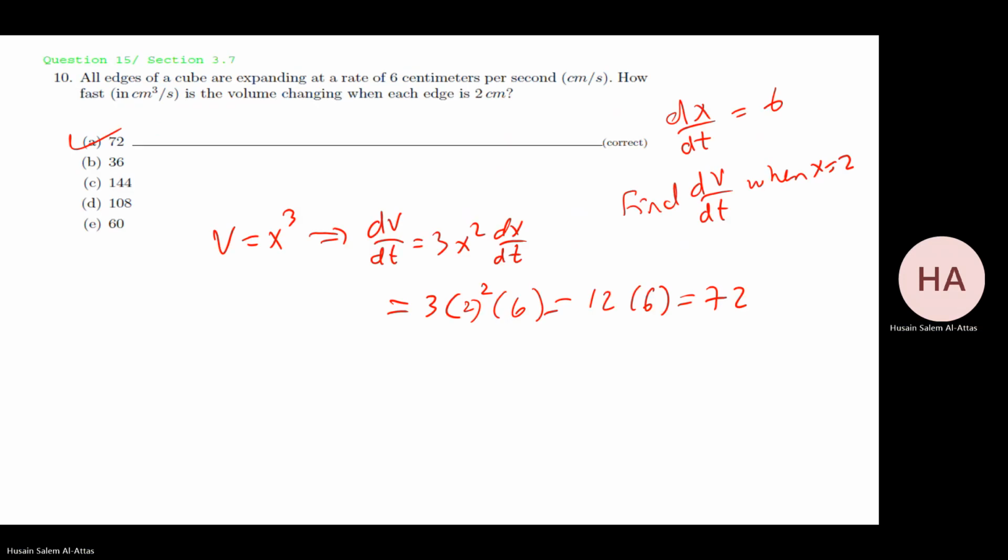Okay, this is the question in the book, questions 15 and 16 about the cube. In question 15, all edges of the cube are expanding at a rate of 6 centimeters per second. Yeah, this is question 15, and we are done with it.